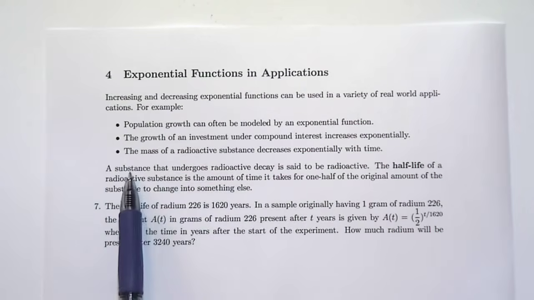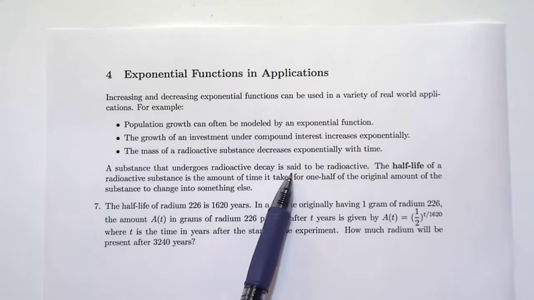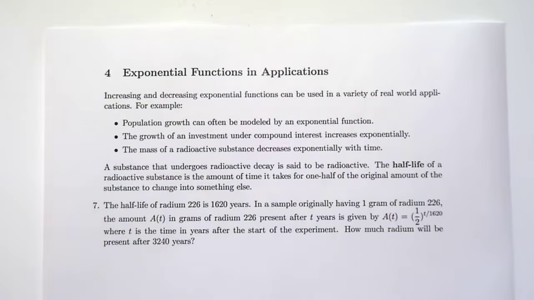All right, so it says a substance that undergoes radioactive decay is said to be radioactive, and the half-life of a radioactive substance is the amount of time it takes for 1/2 of the original amount of substance to change into something else. Right, so this thing is decaying. All right, so here's number 7, our example. It says the half-life, so one thing, half-life is time. Half-life is actual time for half of it to go away.